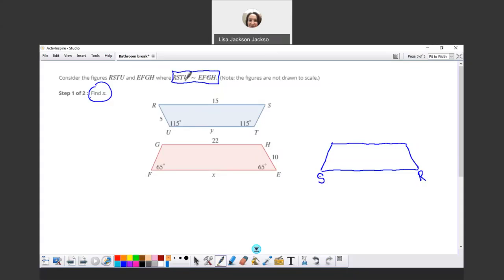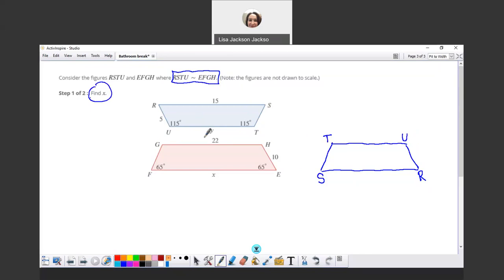G is the same as T. On the red trapezoid, G is in this top left corner. So on the blue trapezoid, I'm putting a T in the top left corner. G is the same as T. And H is the same as U. H is in my top right corner, so I'm going to write the U in that same top right corner.